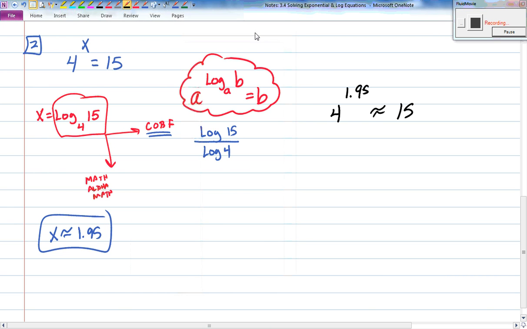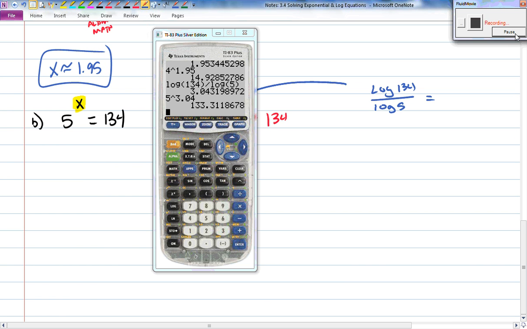Okay, we'll call this A. Try this one here. 5 to the what power would have to... Does that come full circle for you, Maddie? All right.